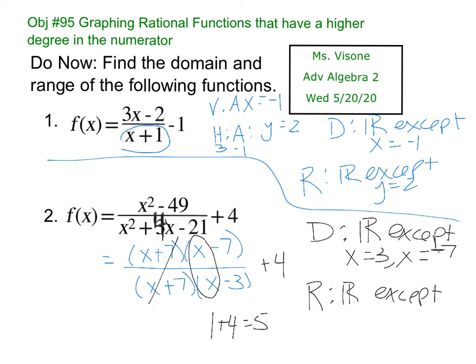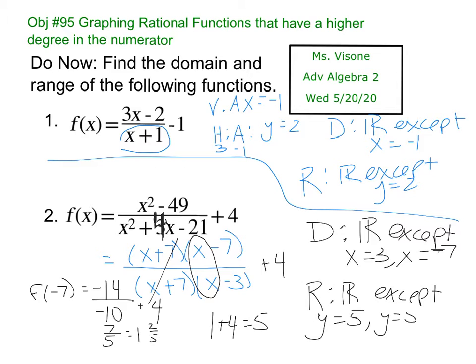Right? Divide my x's plus the 4. So y equals 5. But also remember that we have a hole in the graph at -7. So I need to plug in -7 into my simplified fraction. So that gives me -14 over -10 plus 4. So what's that? 7 over 5. So that's 1 2/5. So 5 2/5. So I need to find that other y value where there is a hole.